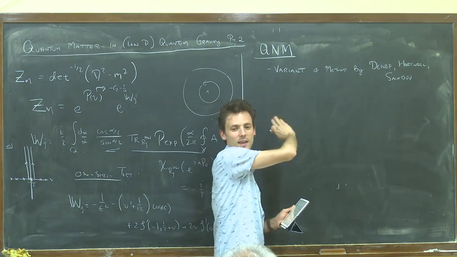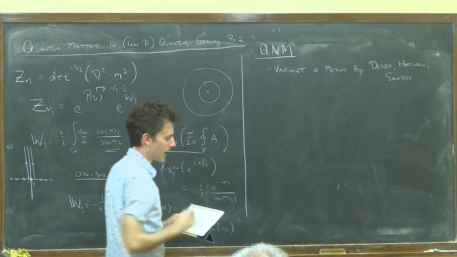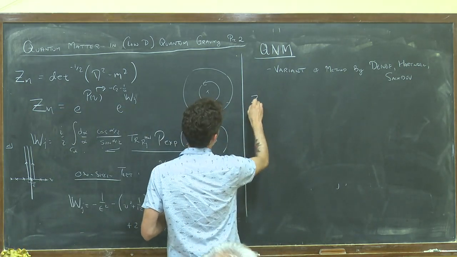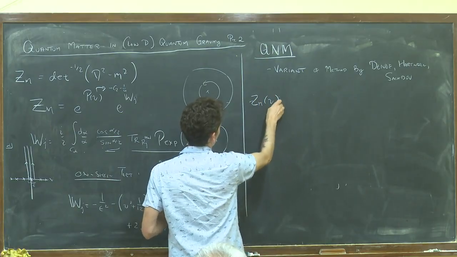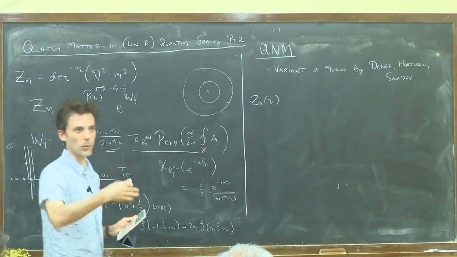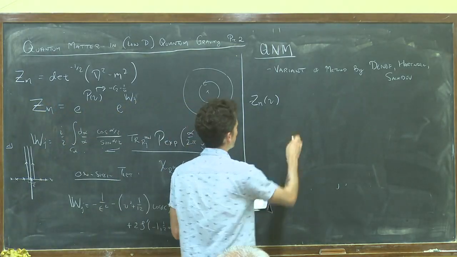We're going to use the ethos of this method. And the ethos is the following. We're going to treat Z_m as a meromorphic function of this parameter nu, and we're going to continue nu into the complex nu plane.